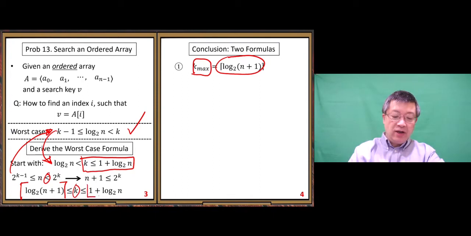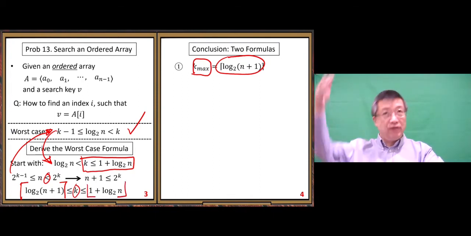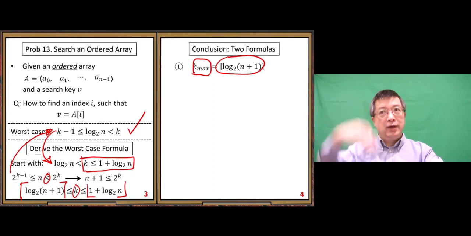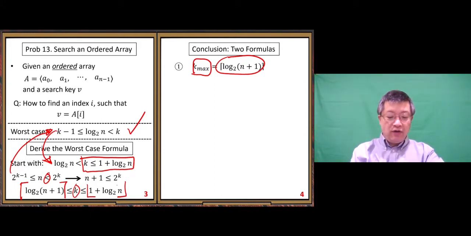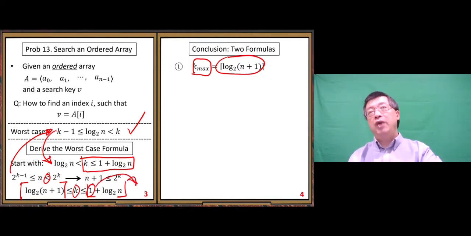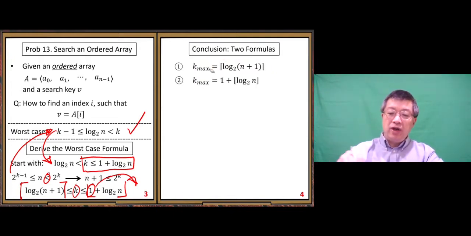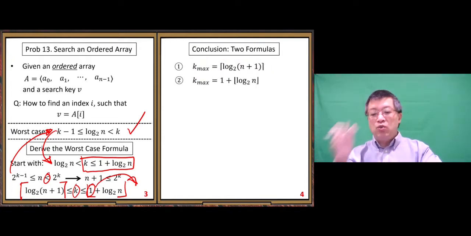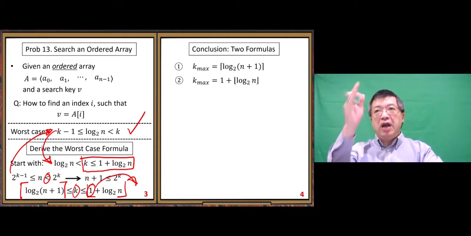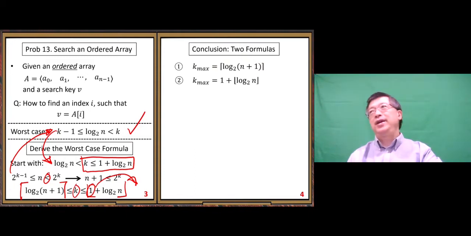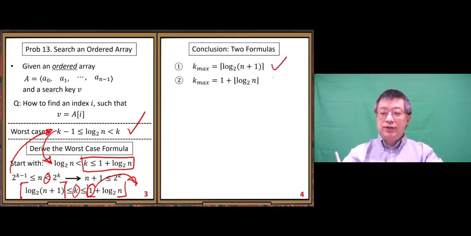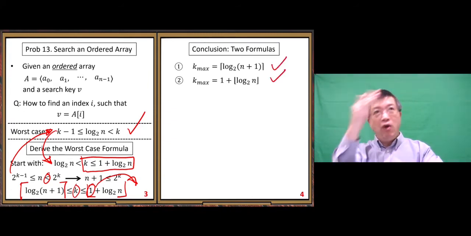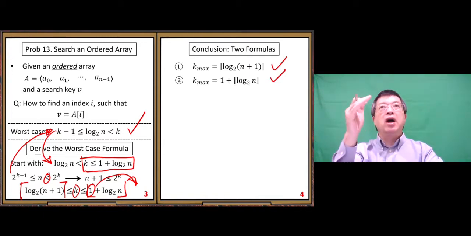The second formula uses the floor function, from the right-hand side, going down. Remember that this integer 1 we can take out of the floor function, right? We have that property, and we used that before. So our second formula is K max equals 1 plus the floor of log base 2 of n. You see, both formulas are true. They have different forms, but they are equal.